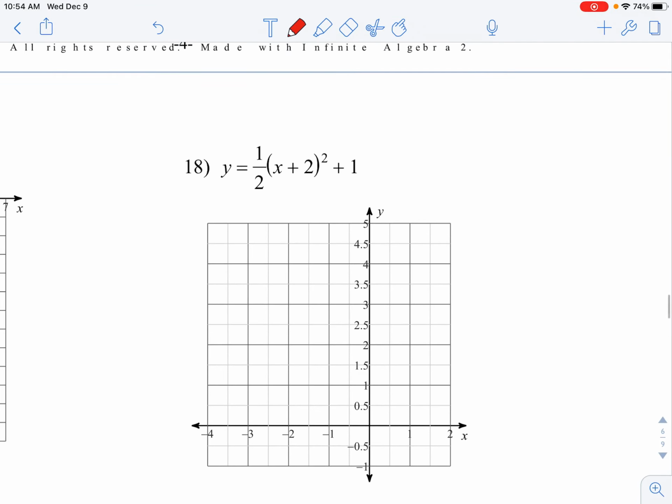So my vertex is left 2, up 1. Left 2, up 1 right here. It's right side up, so it is going to go upward. There's no negative there. And then a half. So over 1 up 1 becomes over 1 up a half in both directions. Over 2 up 4 becomes over 2 up 2 in both directions. And we get something like that. I missed that dot, but oh well. We call that a minimum point.